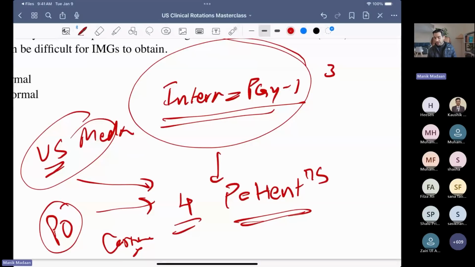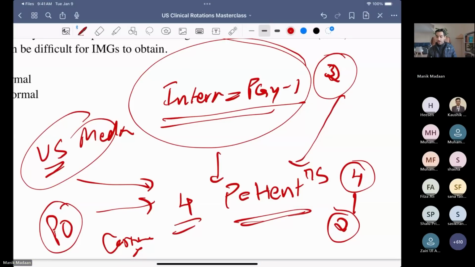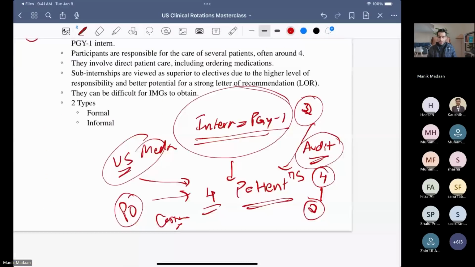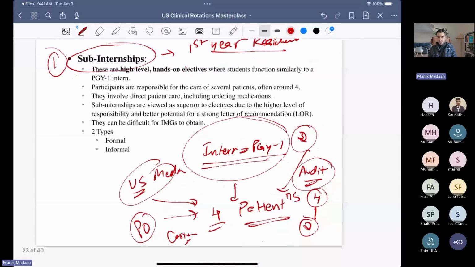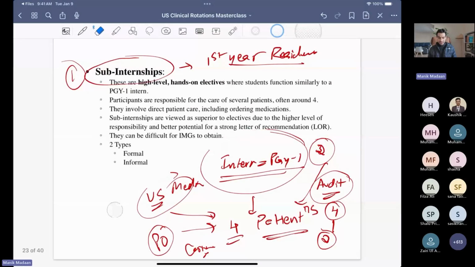So US medical school is 4 years long. First 2 years are preclinical, last 2 years are clinical. All of them do this in the form of what we call audition rotations, which is basically sub-internships for international medical graduates. That's how it's termed. I want to ask you, what do you think will generate an amazing letter of recommendation?